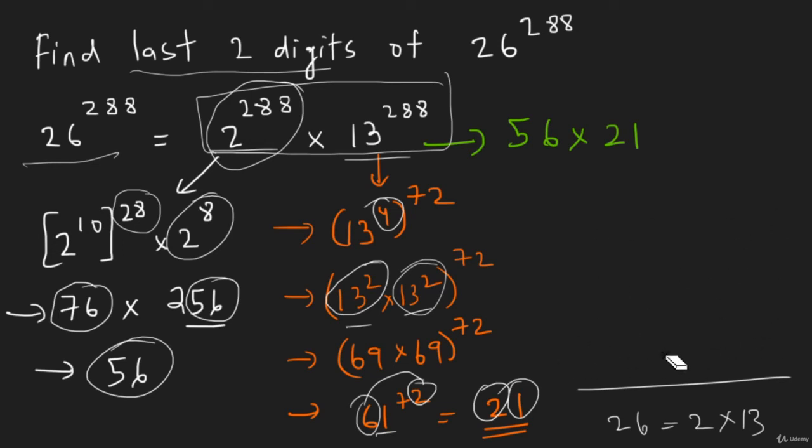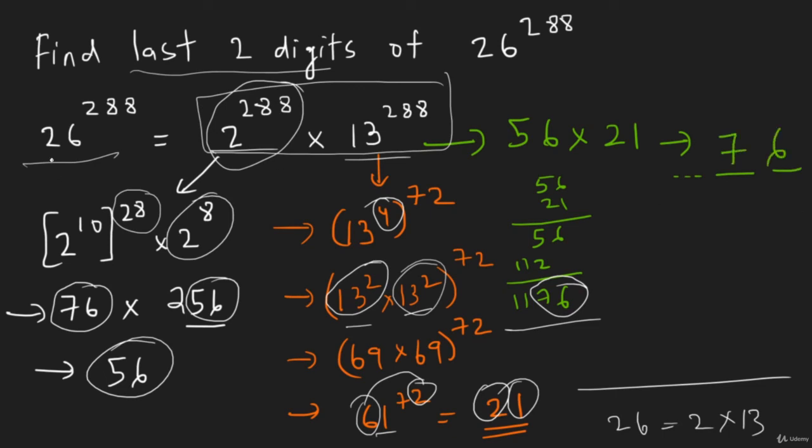Now 56 into 21 is 1176. If you multiply 56 with 21, you can see you'll get 1176. So the last two digits of this is 76. Therefore, the last two digits over here will be 76. Therefore, 26 to the power 288 will have 76 as the last two digits.